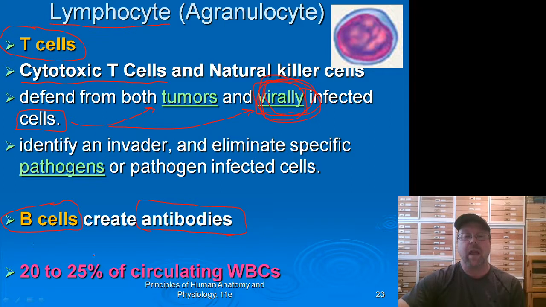Now, we do have some of these guys circulating in our bloodstream. So it says 20 to 25% of our circulating blood cells are going to be these lymphocytes. It doesn't matter what type of lymphocyte it is, they all pretty much look the same.